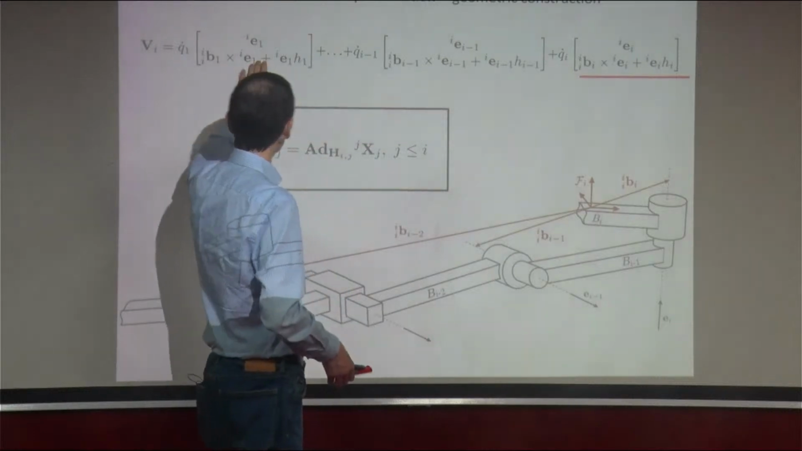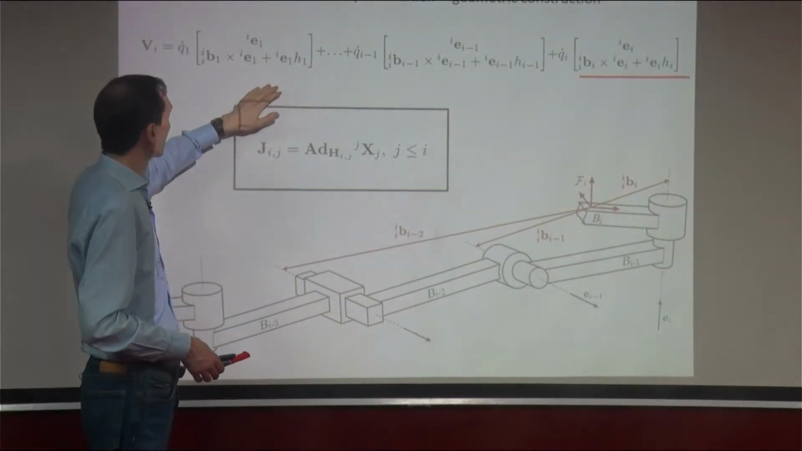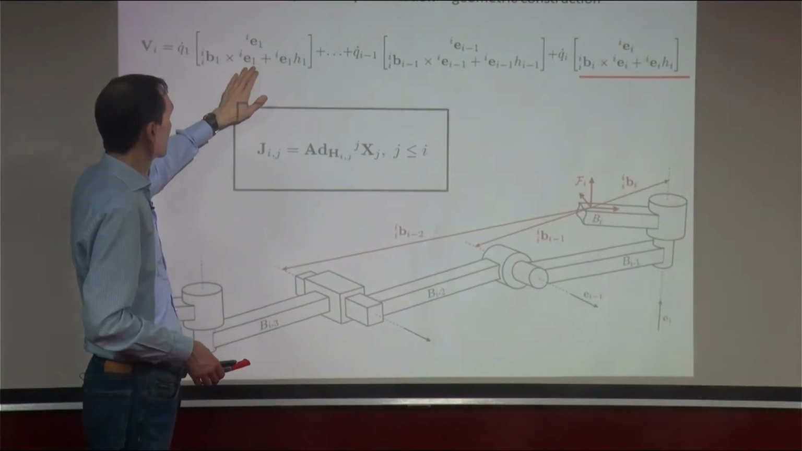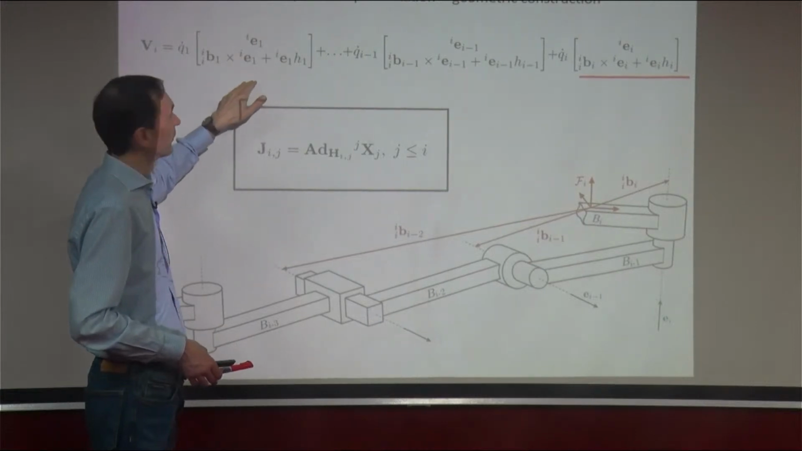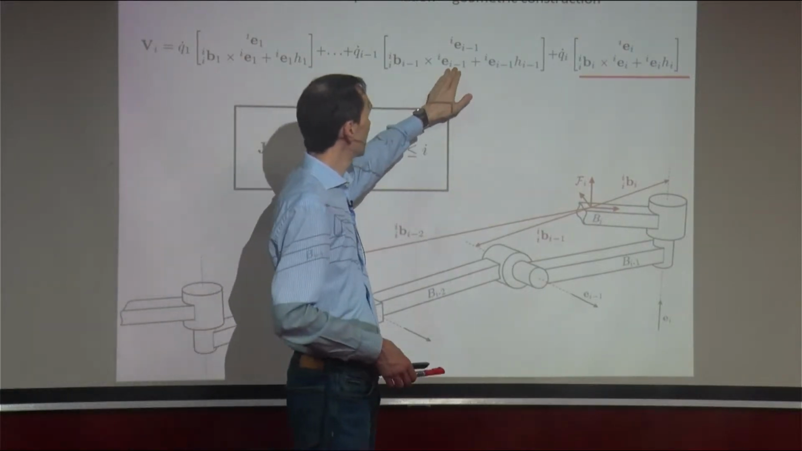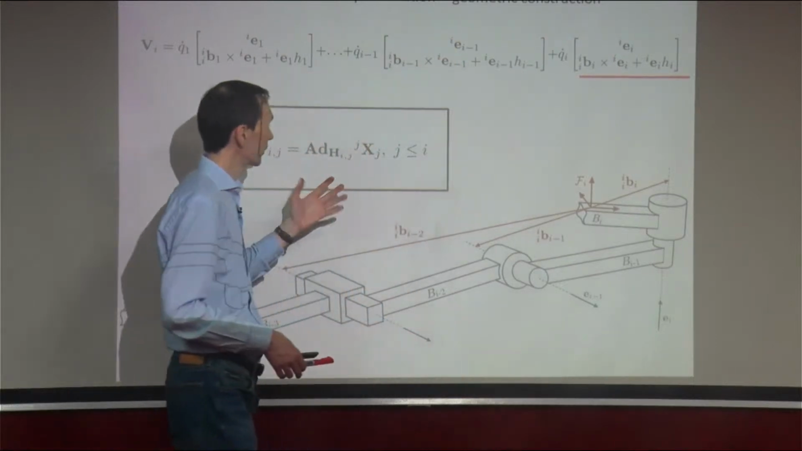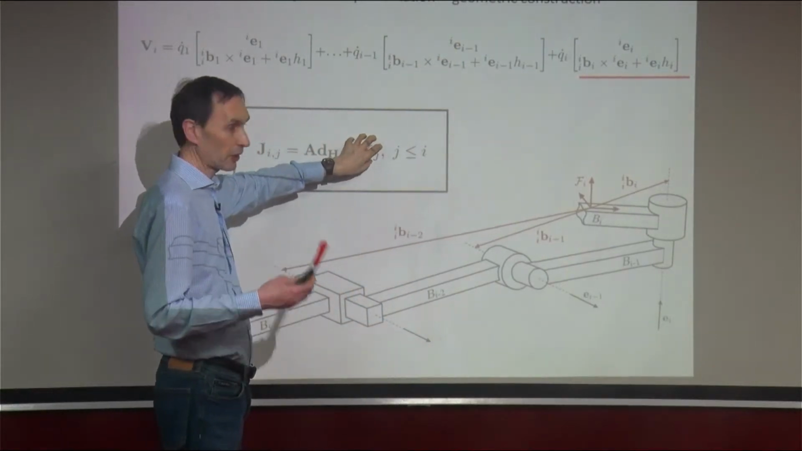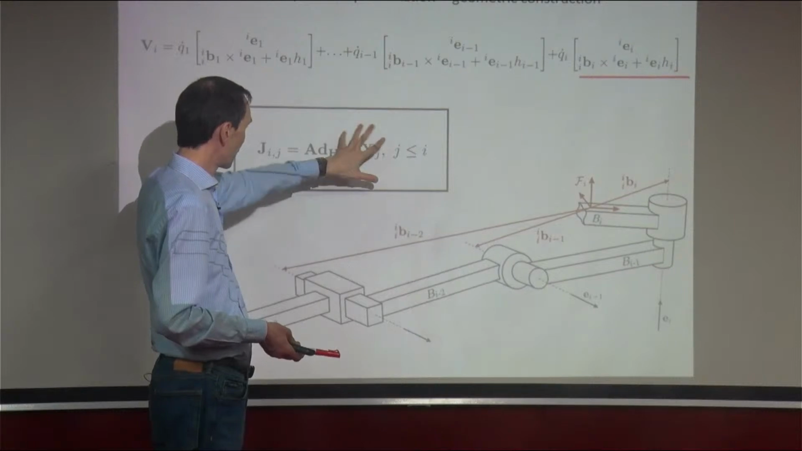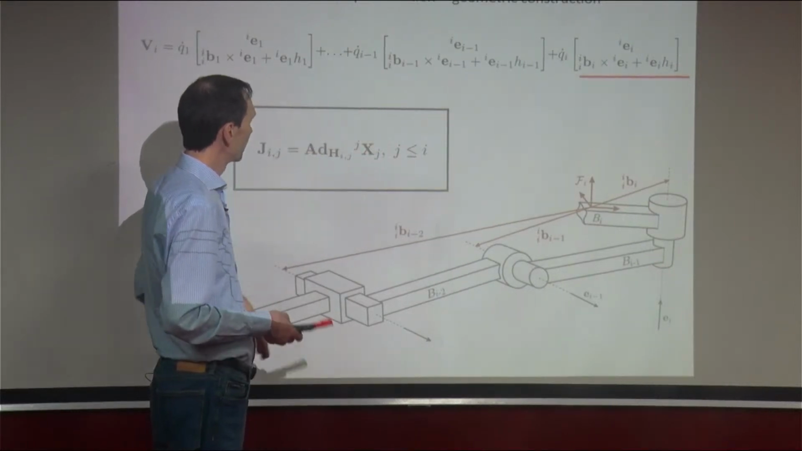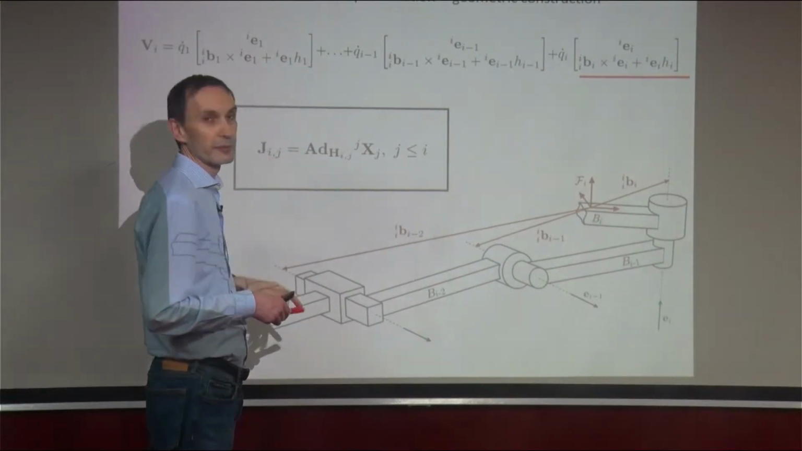What is this for this one, for example? This is the screw coordinate of the I joint of the first joint expressed in the I frame. This is the screw coordinate of the I-1 joint expressed in the I frame. Okay, and this is exactly what I'm doing. I take the screw coordinates of the respective joint, which is constant, and transform them into the frame I'm interested in, which is the I frame, and that's it.